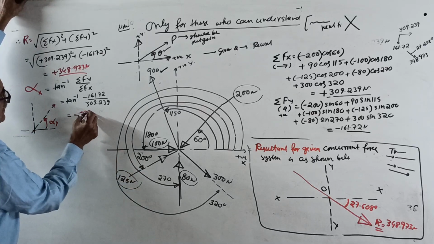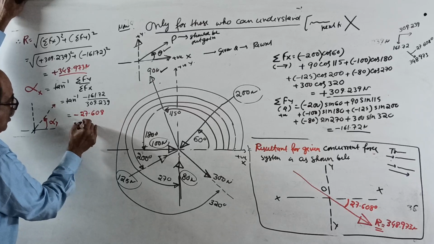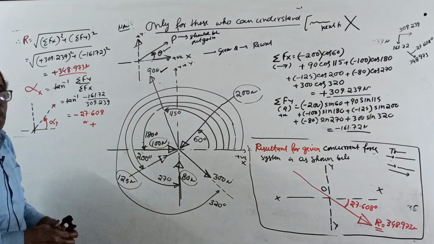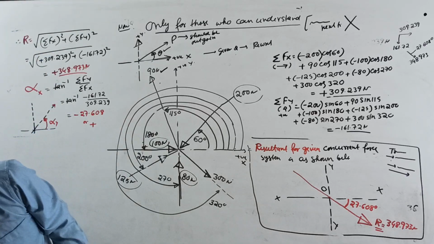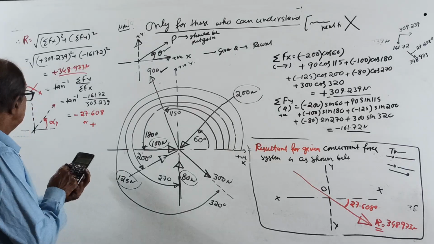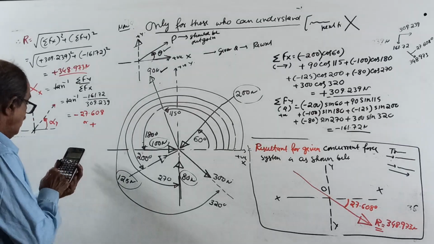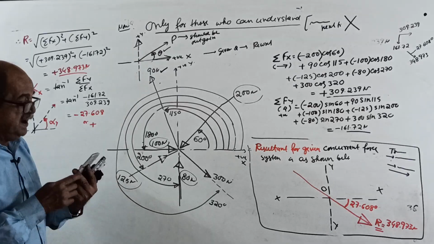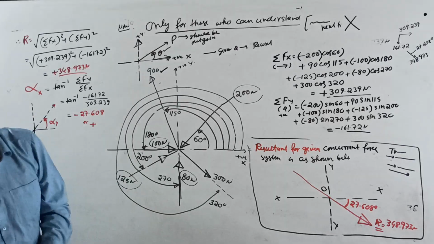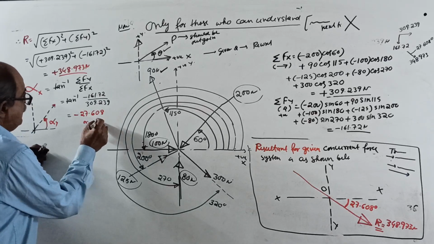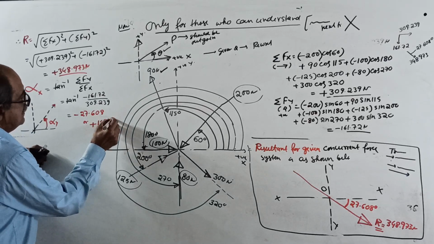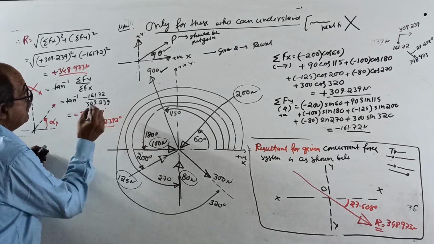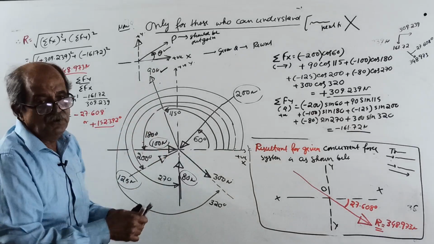The answer is minus 27.608. Remember, then put one more answer. I told you earlier, if a negative answer comes, write one more answer: minus 27.608 plus 180. Whatever you get, add 180, which gives 152.392 degrees. Okay, now I will remove this one and put the answer.